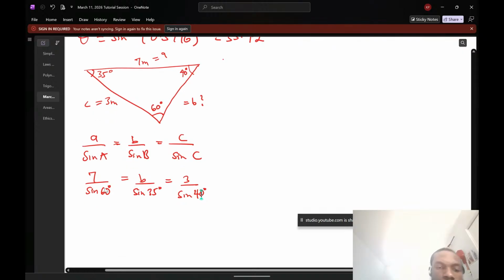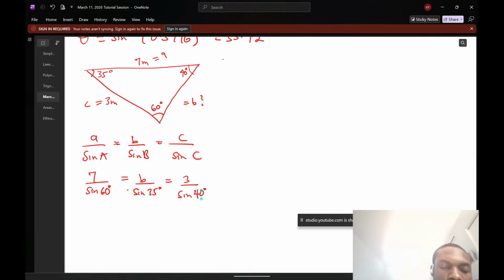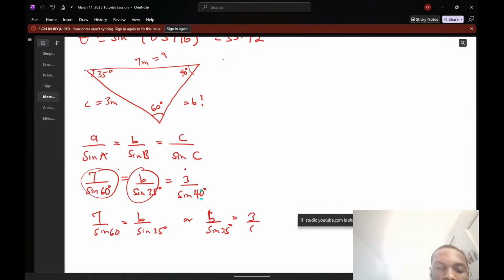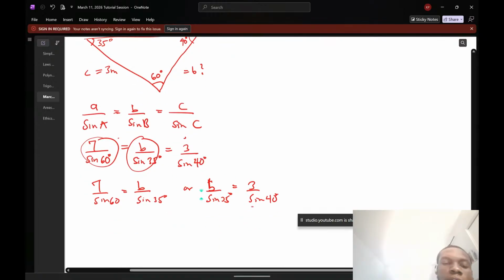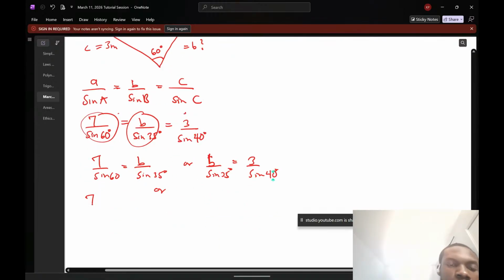So this we can pair like this, that this two will be equal to this two, and this one will be equal to this one. So let's make that 7 sine 60 is equal to b sine 35, or we can make it as b sine 35 is equal to 3 sine 40, or 7 sine 60 is equal to 3 sine 40.